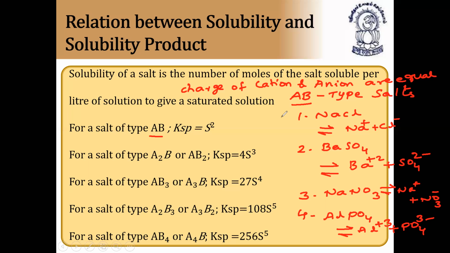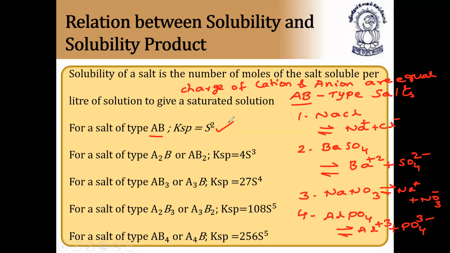So these are all the types of salts which come under AB type salt. AB type salt means the charge of cation and anion are equal. Very, very important. So how to find solubility and solubility product for AB type salt?